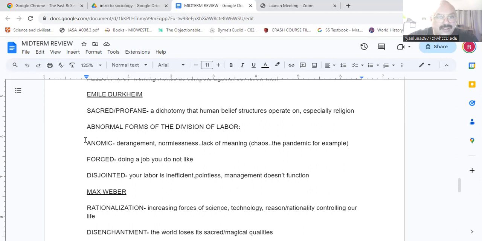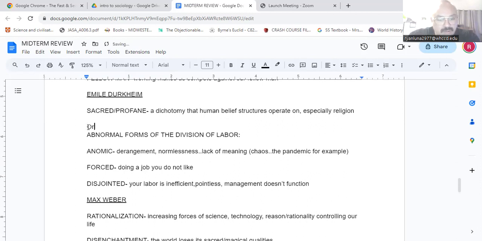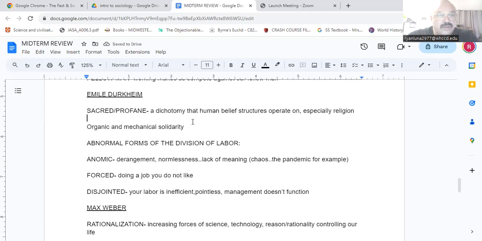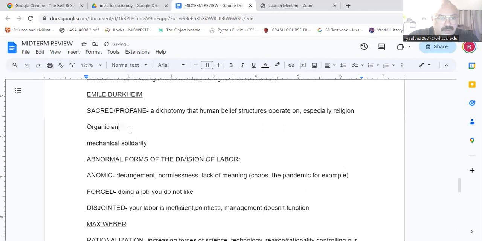Abnormal forms of the division of labor. We forgot to add organic and mechanical solidarity. So, mechanical solidarity. This would be like a tribal mindset. Tribal culture. Everybody believes the same thing. Hive mind. If you go against what the tribe says, punishment is severe. Organic solidarity.